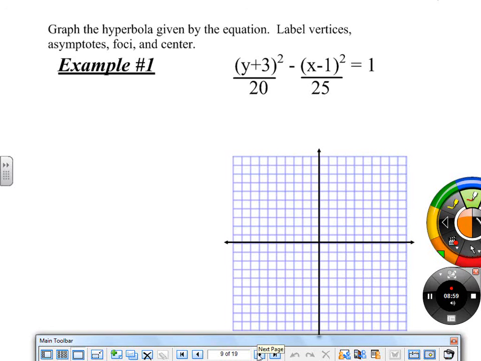All right, so example 1, we have an equation. I identify that it is a hyperbola because it has a negative term and a positive term, and this is already in the standard form. Now remember with the hyperbola, a squared here is 20. It's not about what number's bigger, okay? So when I look at this, here's what I know so far.